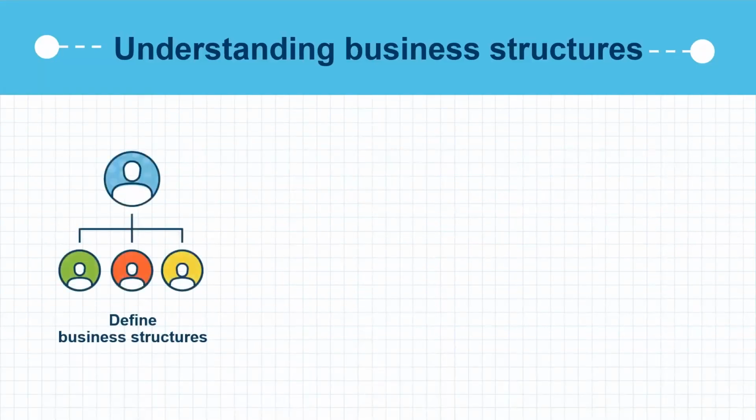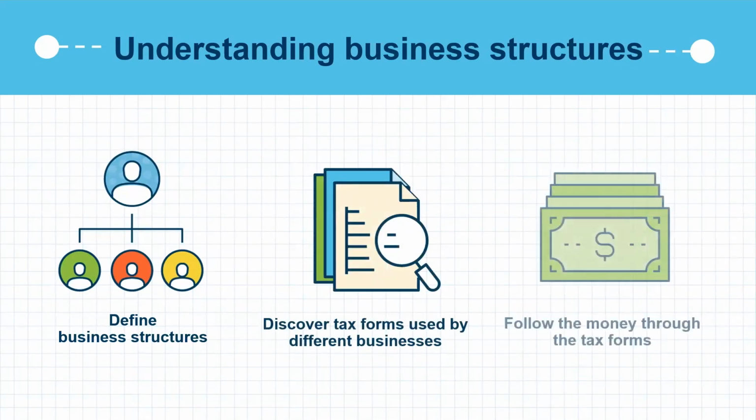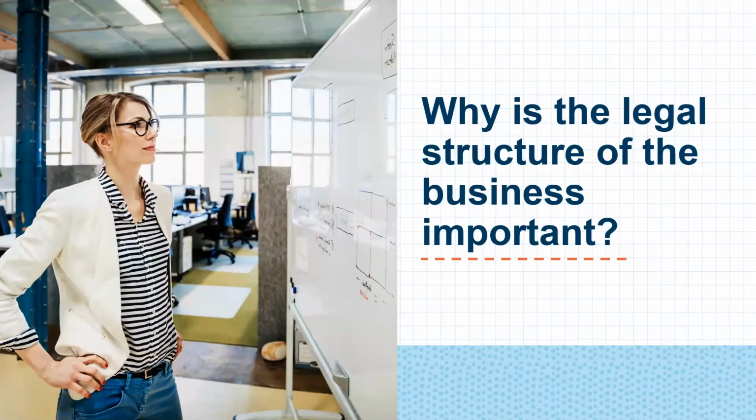We'll define the various business structures, discover what tax forms are used by the different businesses to report income or loss, and detail how the money flows from the business tax returns to the borrower's personal tax returns. So, let's get started. We'll start by discussing why understanding different business structures is important.